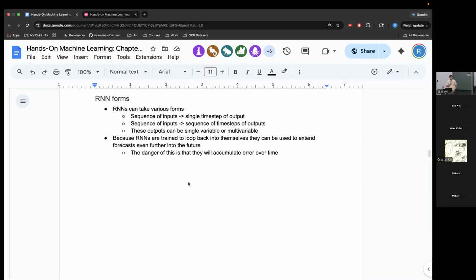So one of the techniques that they talked about was if you're training these to output one time step at a time or a few time steps at a time, what you can do is you can pass those predictions back into the model.